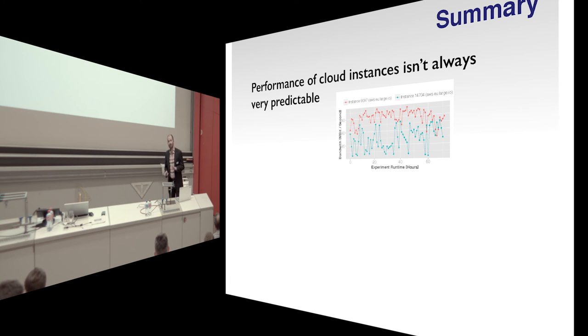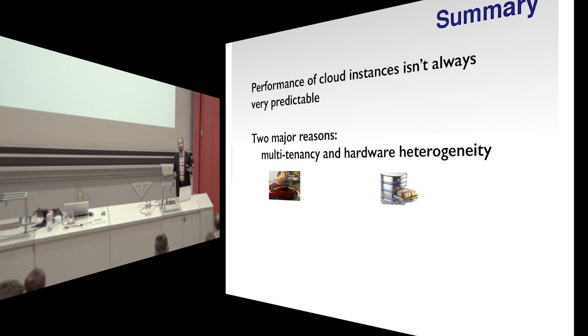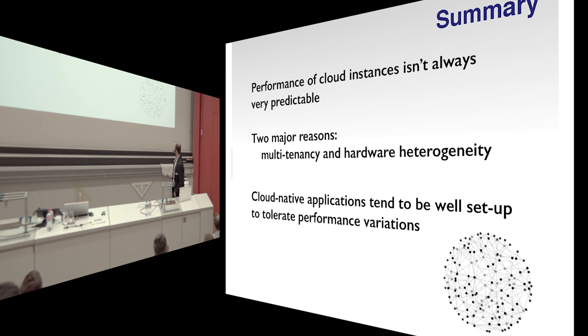Some things are predictable, but for a lot of workloads, you will see that if you just keep re-executing the same kind of tests, the results vary much more than what you're used to from running your own data centers. And the two major reasons for that are multi-tenancy on the one hand, which you really cannot do much against from a customer's point of view, and hardware heterogeneity, which is slightly less important in a sense, simply because most cloud providers are already dealing with that anyway.